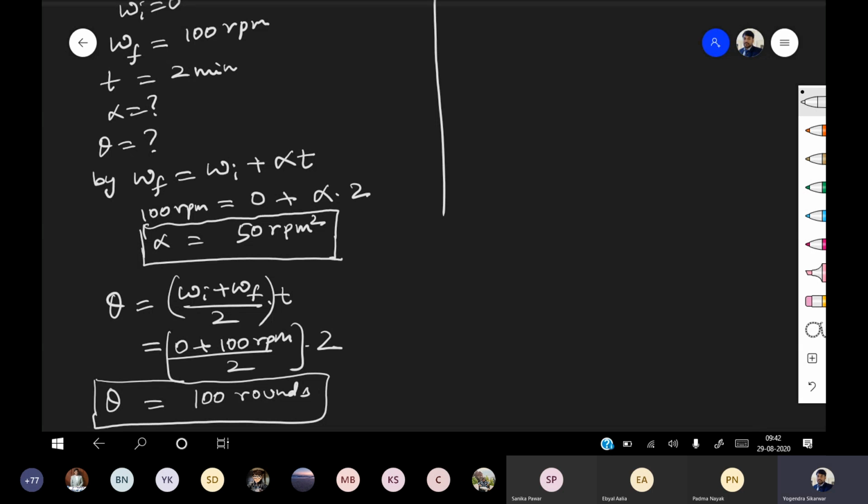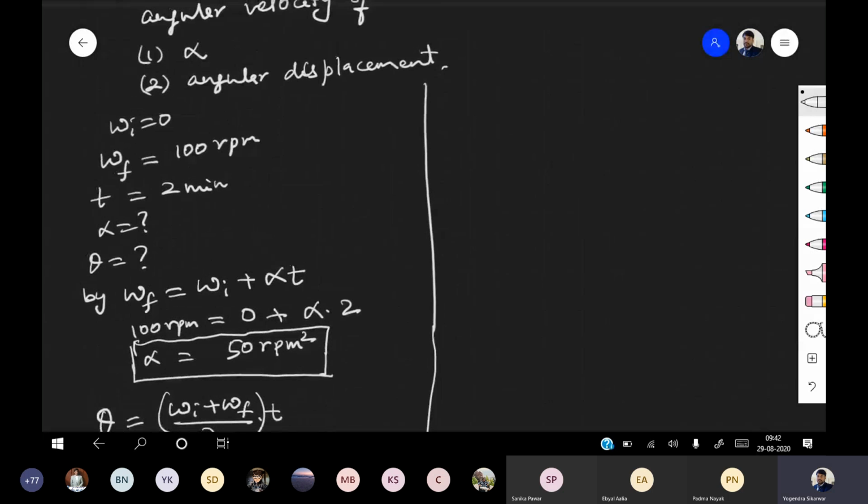Now, this is one way of solving. Now the next way is: omega initial is equal to 0. Omega final is equal to 100 RPM.